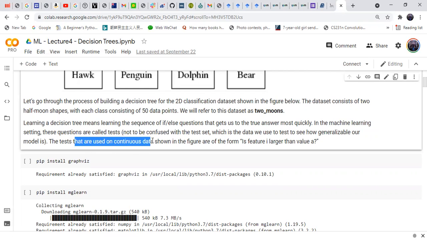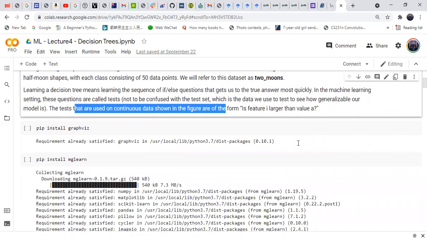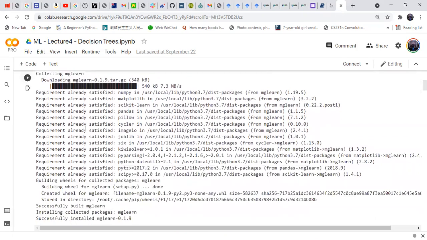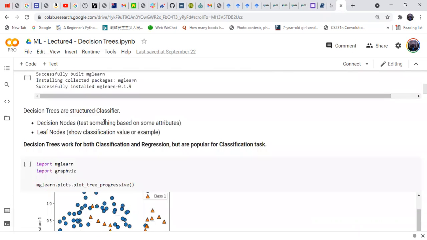Tests that are used on continuous data, shown in the figure, are of the form: is feature i larger than feature value a? So decision trees can also be applied to regression data, where it could be that feature i is larger than value a or less than value a, etc. For this, we install the library GraphViz, and then we install the mglearn library. Then some other things about decision trees.